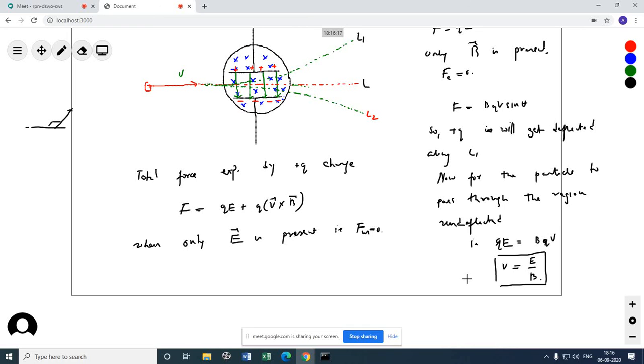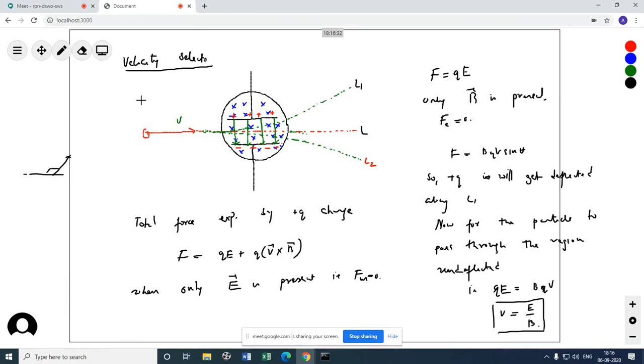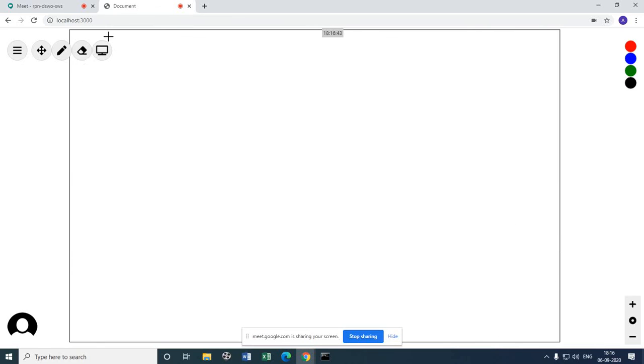Okay then. So now we have found this BqV sine theta, right? So this is our Lorentz force done. This is our introduction to Lorentz. Now let us see what the motion of a charged particle in a magnetic field is. What happens when it enters a magnetic field perpendicularly? Now let us see what will happen when the charged particle enters a magnetic field perpendicularly. So let us study the motion of a charged particle in a magnetic field.